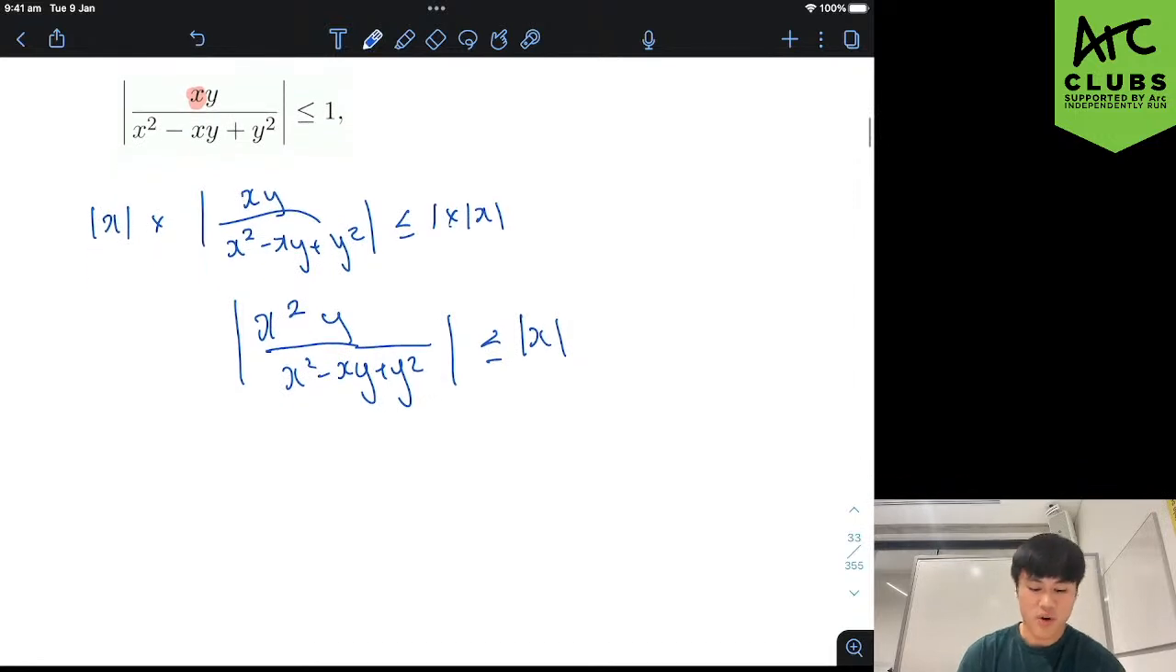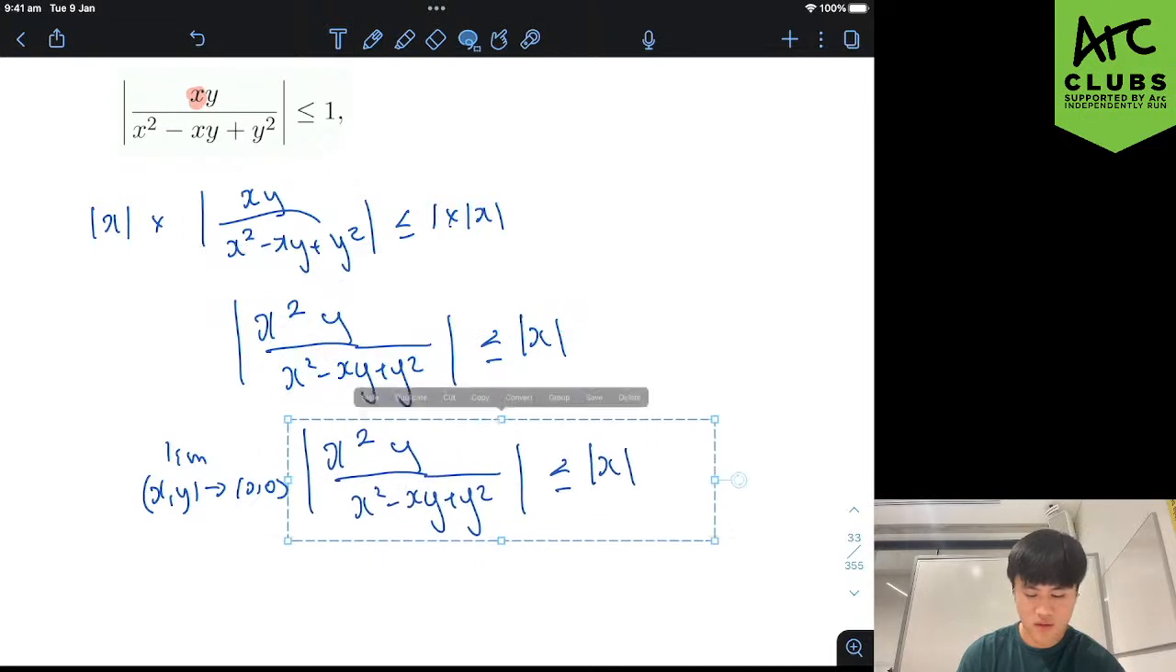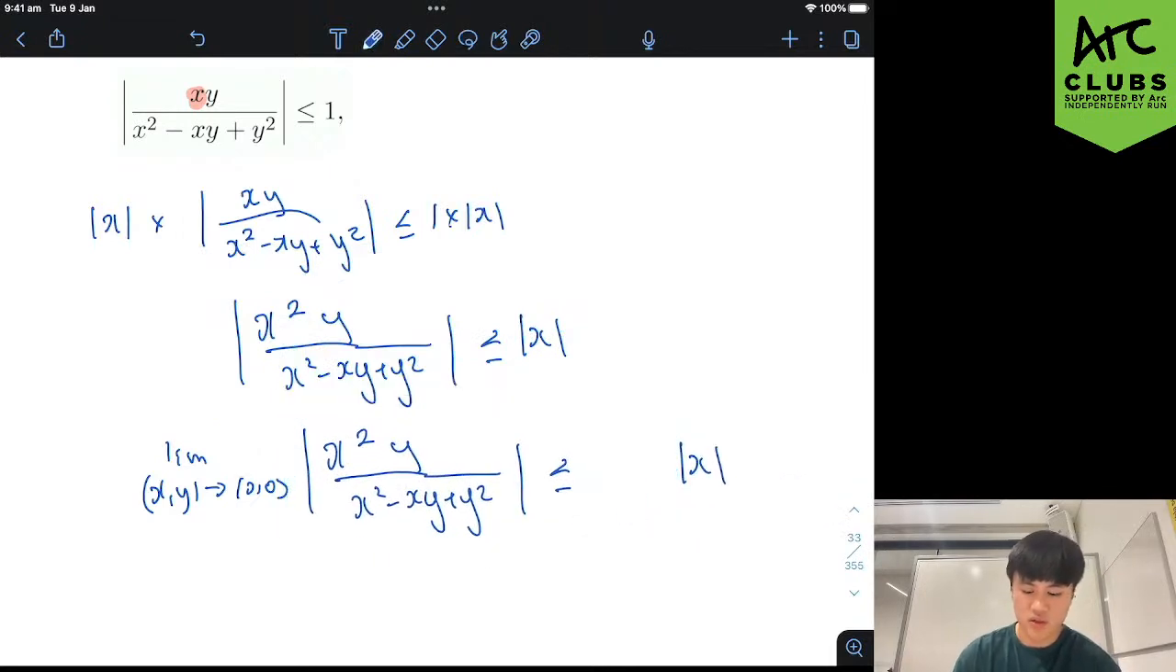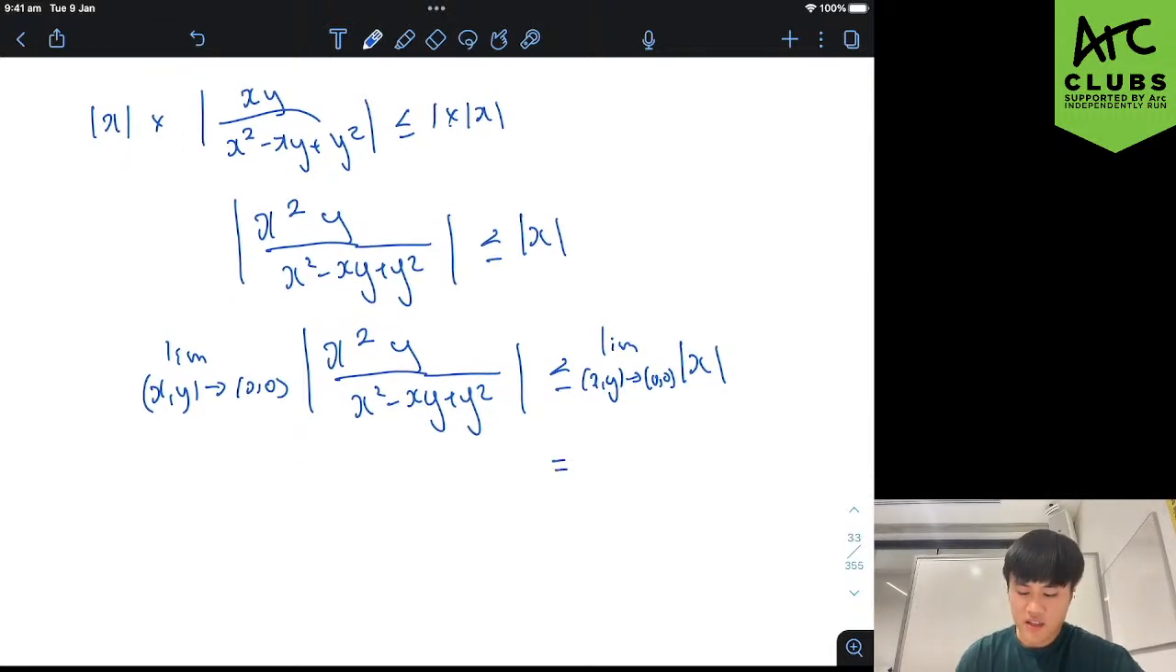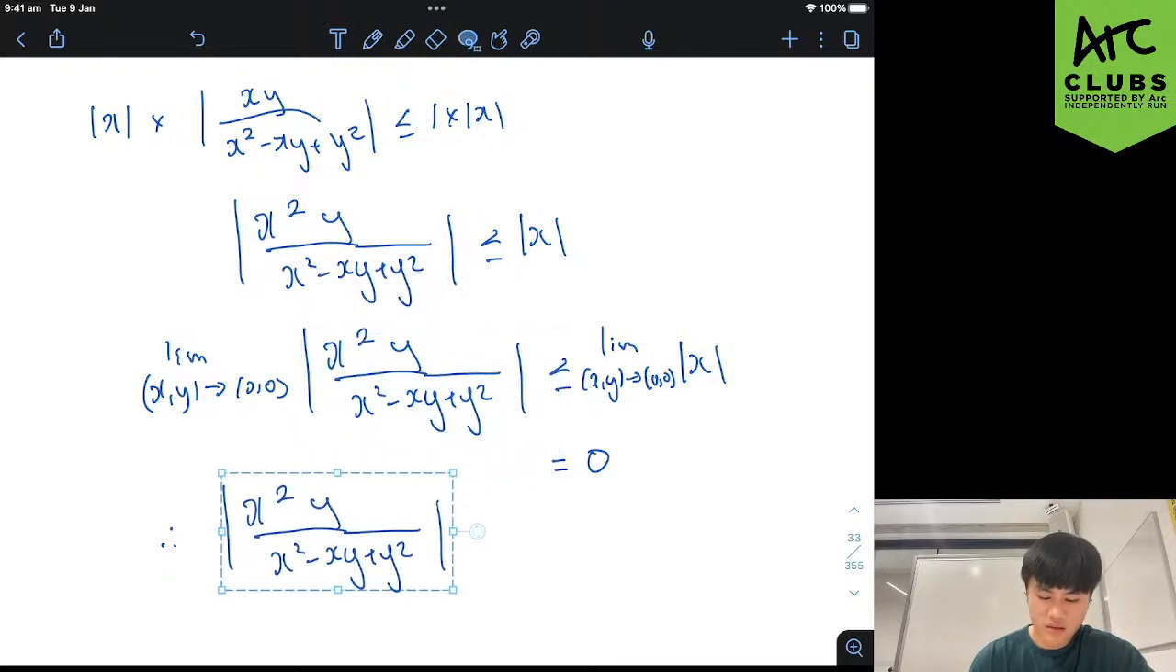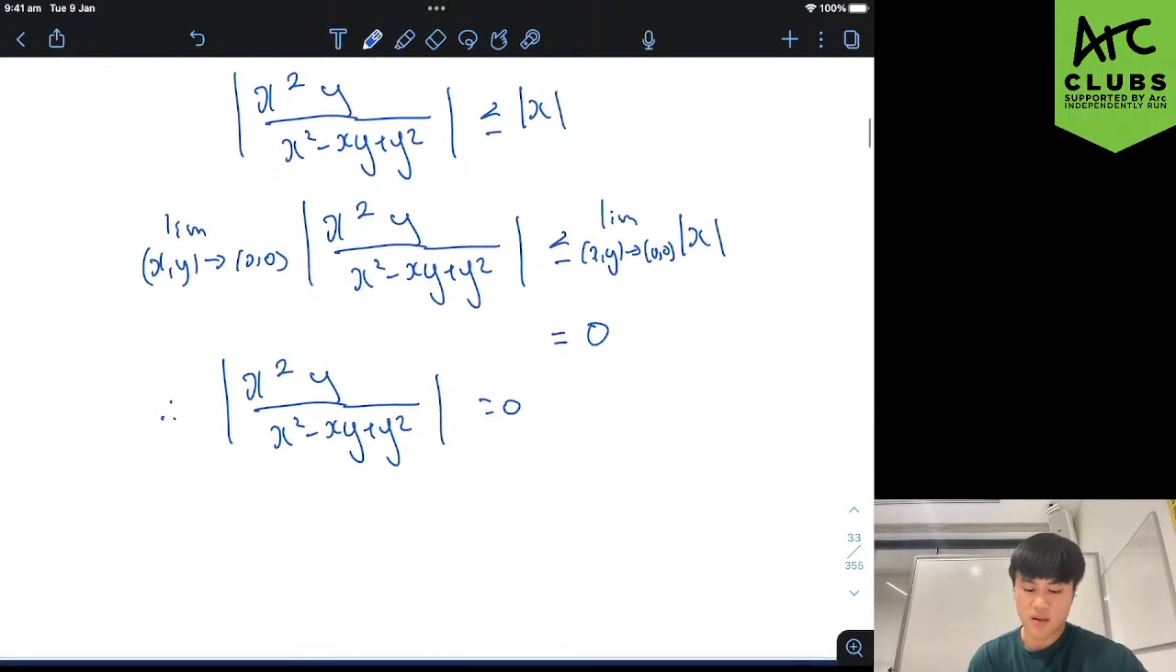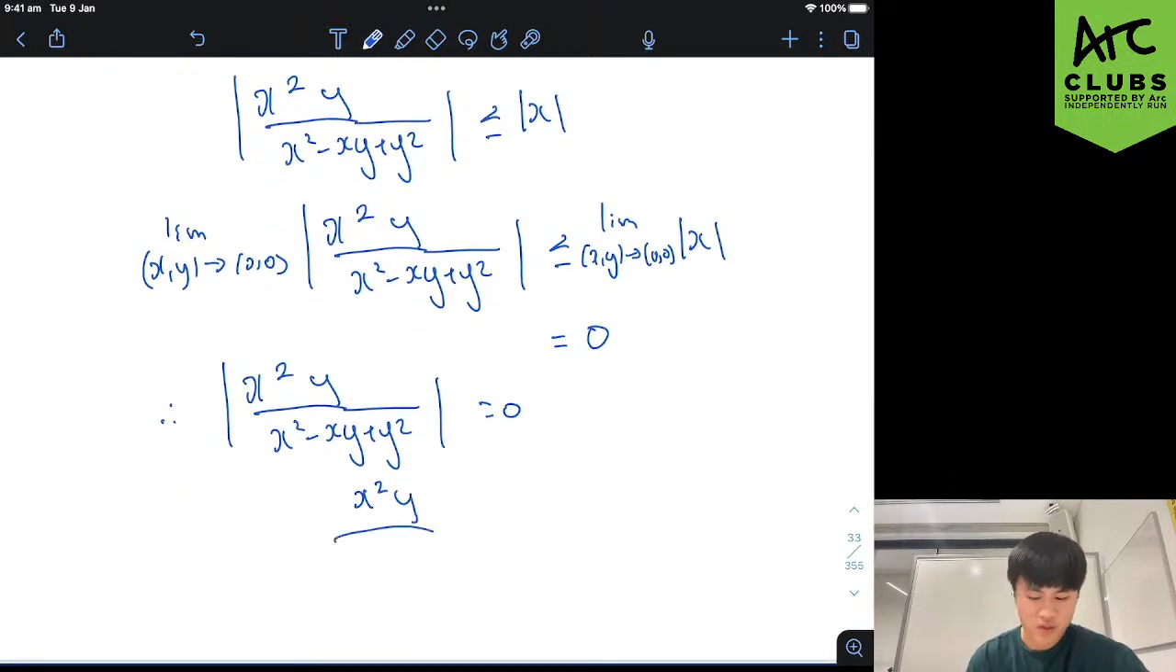If we show that this approaches 0, so if you take the limit as xy goes to 0, 0 of this function, and you take the limit of this also to 0, 0, what we get is that the right-hand side just equals 0. Therefore, this thing here is also equal to 0. And finally, our final function is also equal to 0.